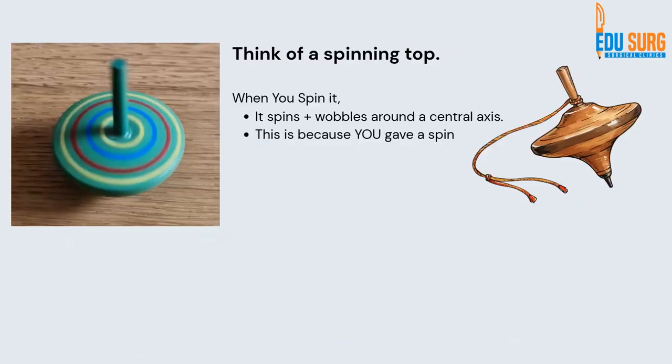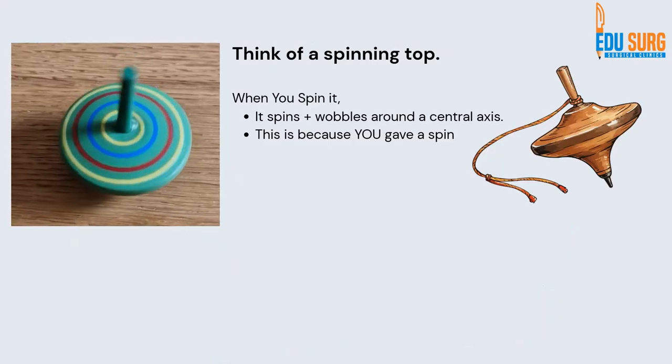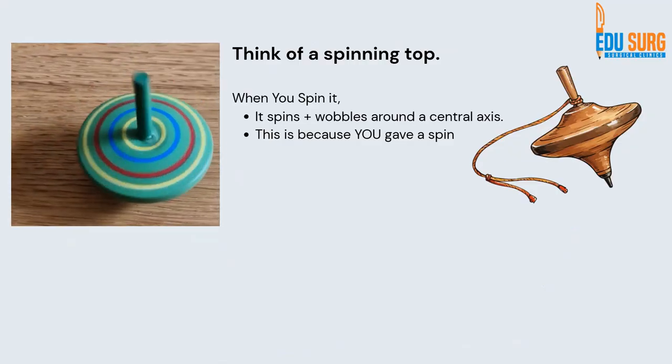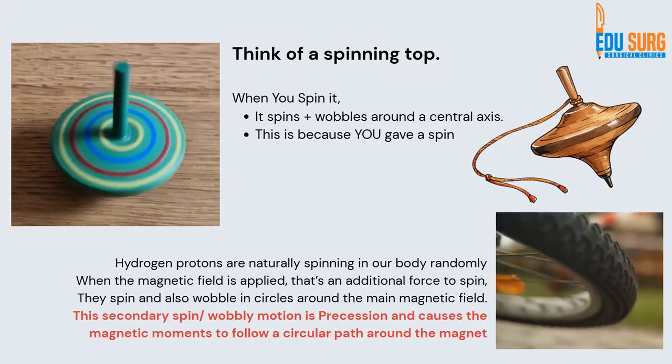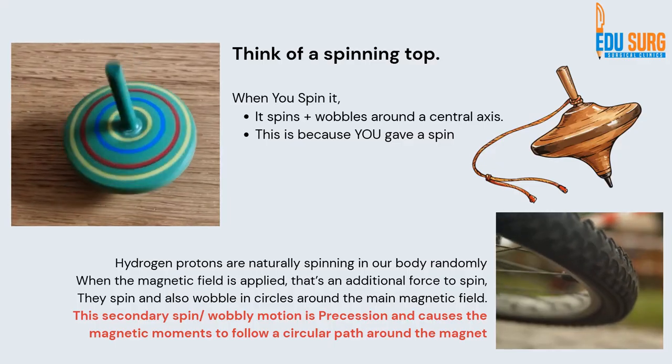Now going to the next concept, and you all have spun a top in your childhood. Think of a spinning top. When you spin it, you can see that it spins, that it's going round and round, but it is also wobbling. What that means is that the central axis at one end also keeps moving. This is because you gave it a spin. Similarly, imagine a tire that you have been playing with in childhood.